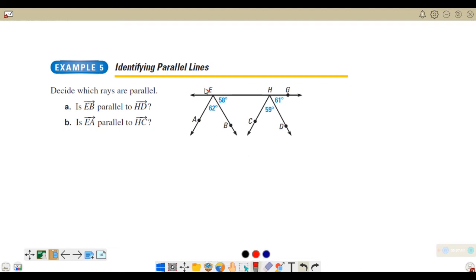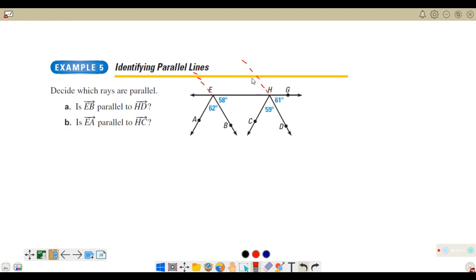So, si EB, ito siya. Pag in-extend mo siya, yan, tsaka si HD. Tapos ito yung transversal niya, si EG or si EH. Ano yung mga pwede natin gamitin sa kanila? I-disregard nyo muna to, si EA, tsaka si HC. Dito muna tayo kay HD.